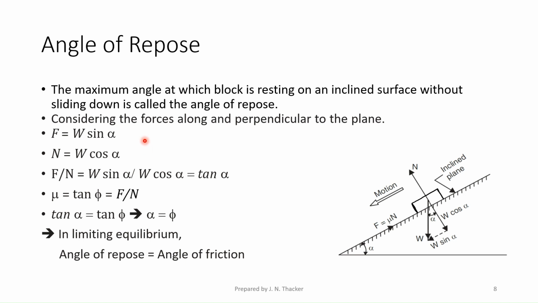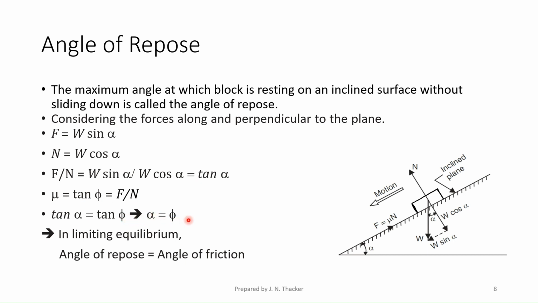Now divide these two equations. You get F by N is W sin alpha by W cos alpha. Simplifying this, cancel out this W and you get tan alpha. So you are getting F by N is equal to tan alpha. But from the previous concept of angle of friction, we know that mu, that is the coefficient of friction, is equal to tan of phi, that is the angle of friction, is equal to again F by N. So we can say that tan alpha is equal to tan phi. That means alpha is equal to phi.